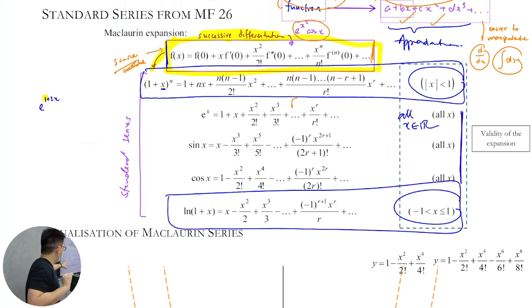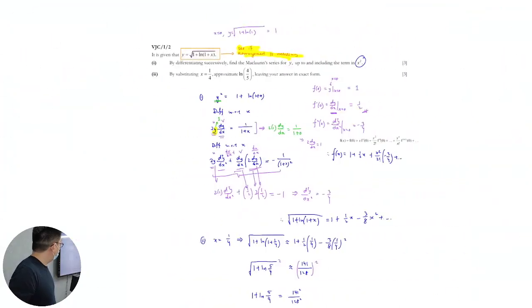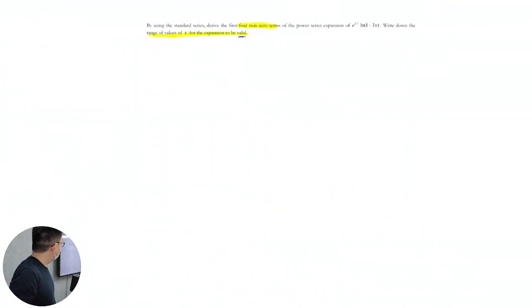The rest is all real values, so you don't care about validity for those. It only applies to these two functions here. Is that okay? So remember that. Now, how do we use the validity? Actually, we can settle the validity first. That one is the easiest.